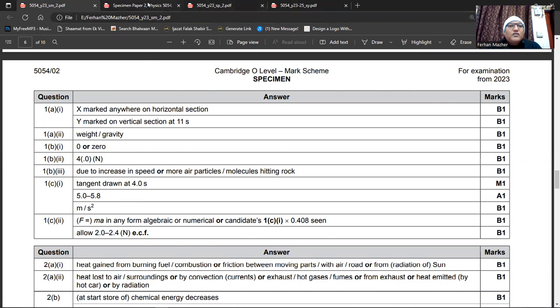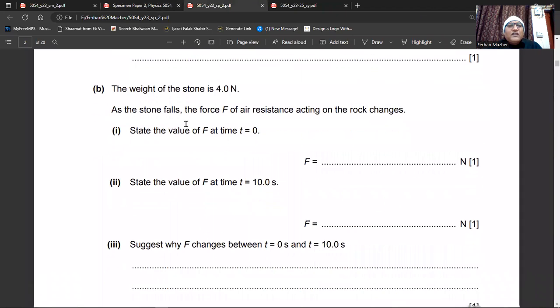Okay, so next thing, B part. Question number 1, B part. The weight of the stone is 4 Newton. As the stone falls, the force F of air resistance acting on the rock changes. State the value of the F when at the time t equals 0. When the time is 0, because the stone has not yet started moving, so the air resistance acting on the stone will be 0. So here you will write 0.